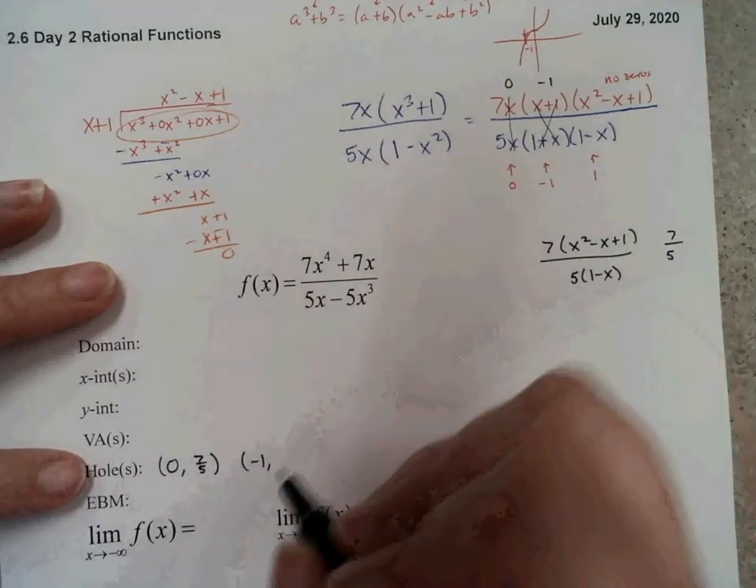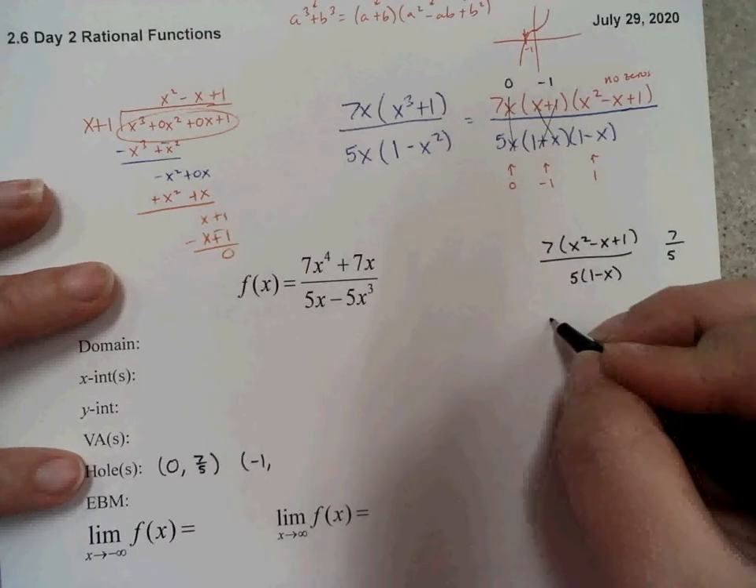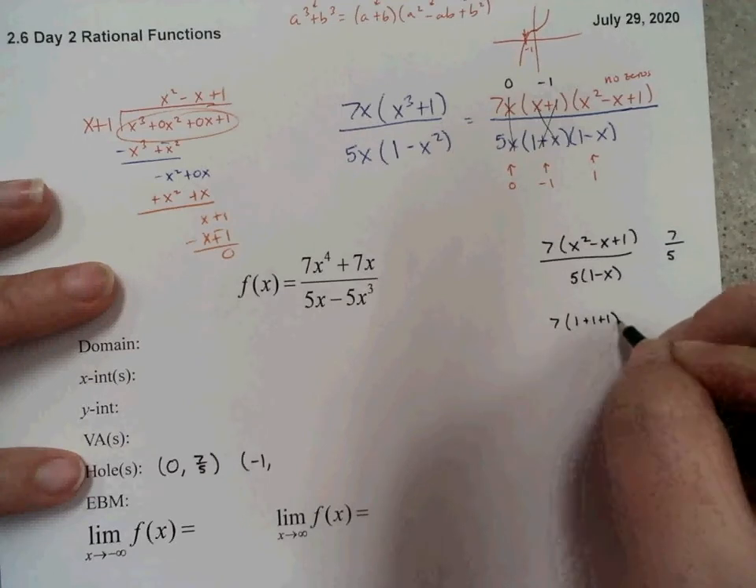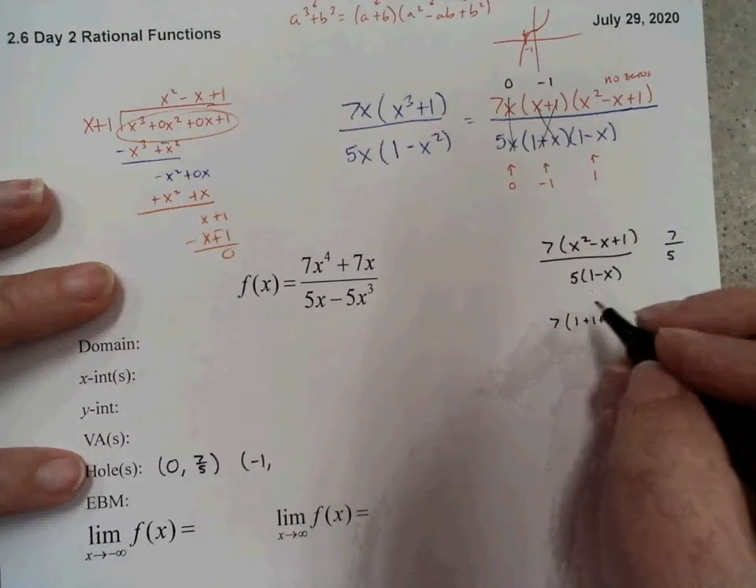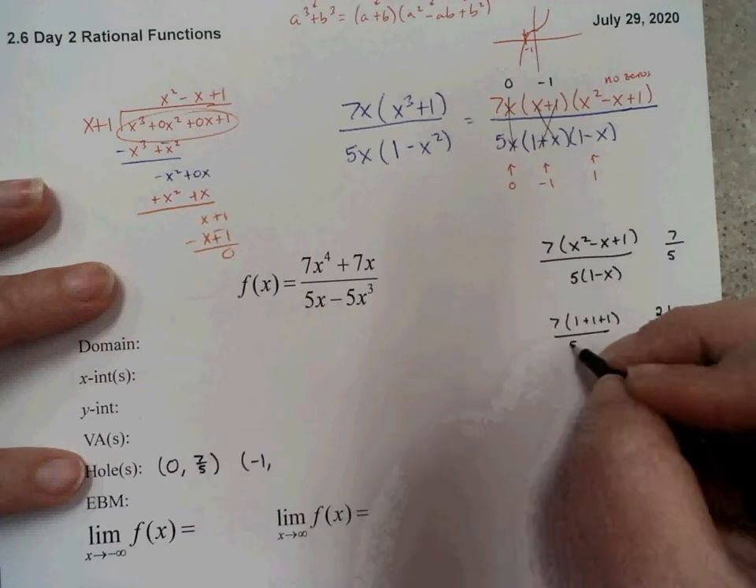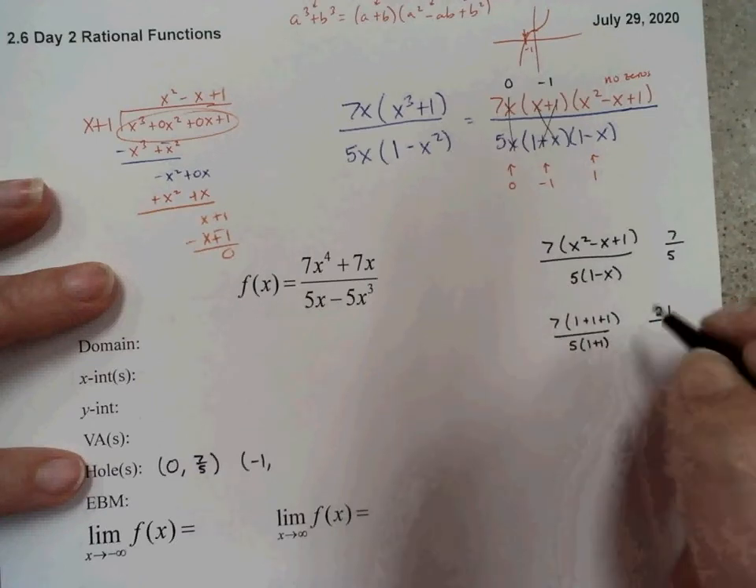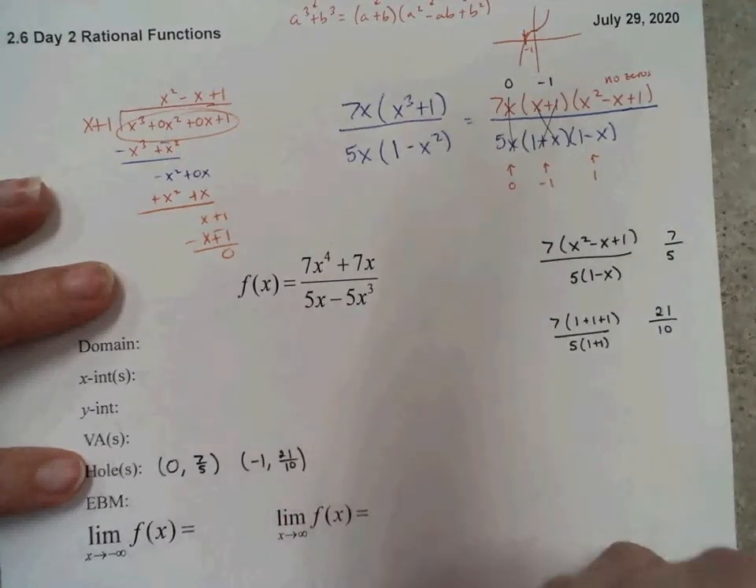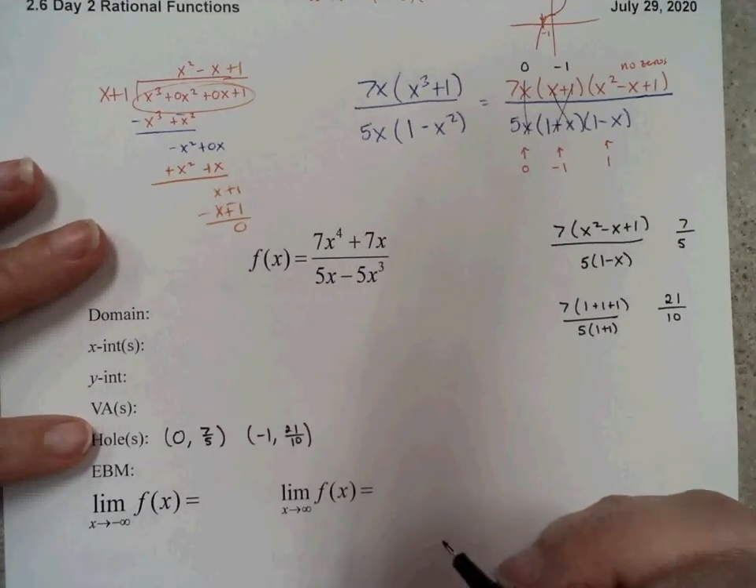Okay. As far as negative 1 goes, let's plug in negative 1. So I've got 7 times negative 1 squared is 1. Negative 1 times negative 1 is plus 1, so that's 7 times 3, 21 over. And then 1 minus a negative 1 is 2, so 5 times 1 plus 1, that's 10, 21 tenths. Okay?